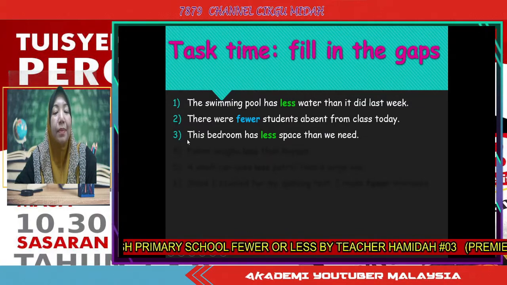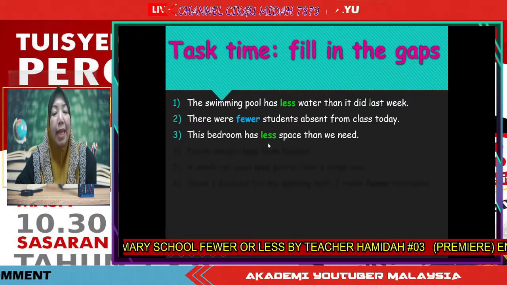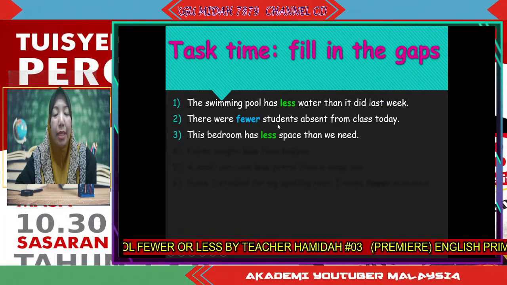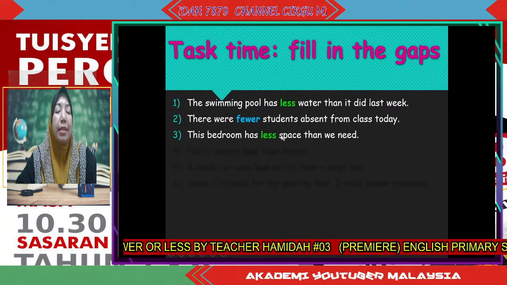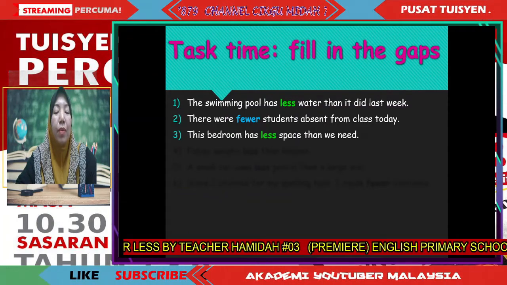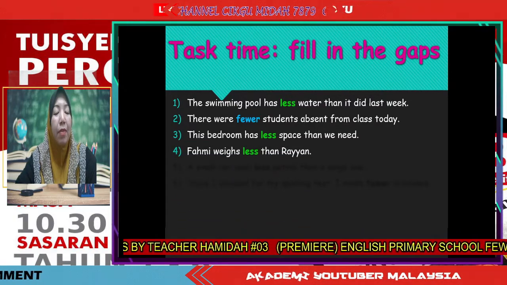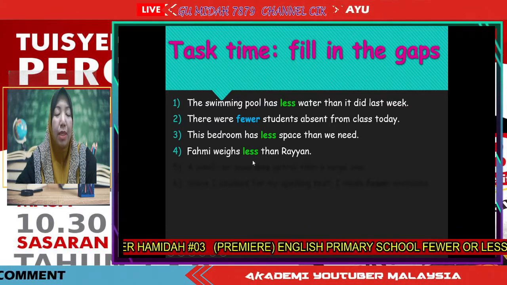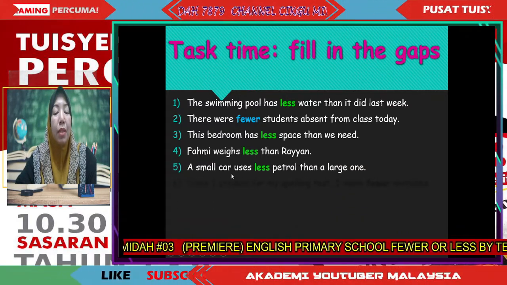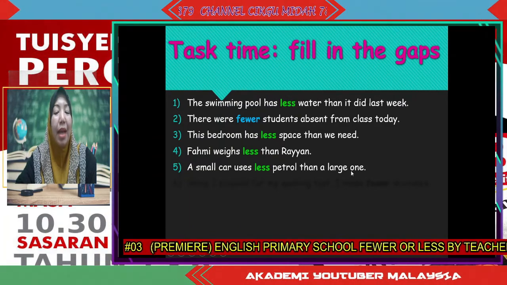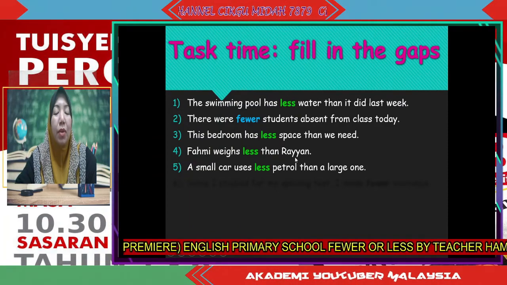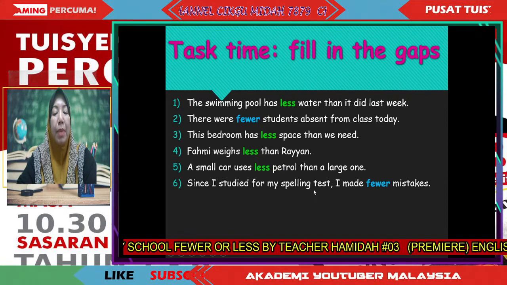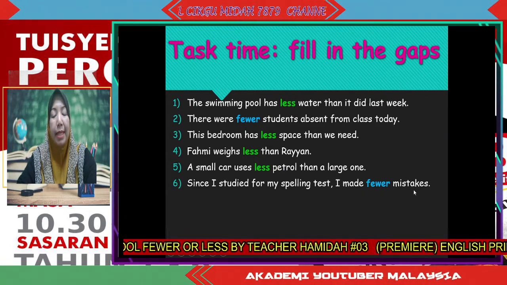Okay, for number 3. This bedroom has less space than we need. Less space. Why less? Because space is an uncountable noun. That's why we use less. Okay, number 4. Fahmi weighs less than Ryan. Because weight is uncountable. That's why we use less. Okay, a small car uses less petrol than a large one. So petrol is an uncountable noun. Since I studied for my spelling test, I make fewer mistakes.